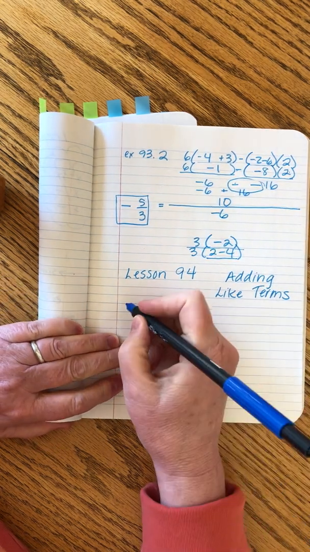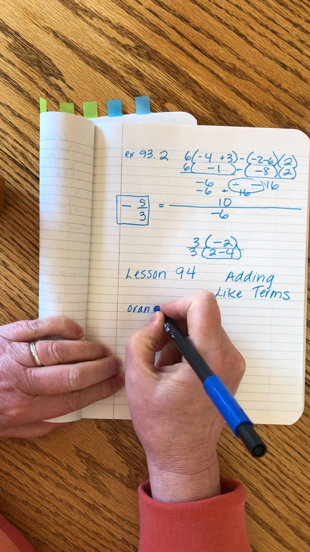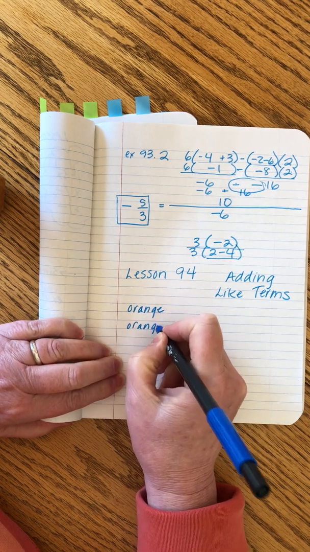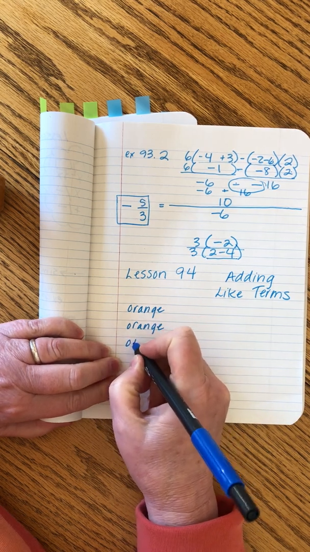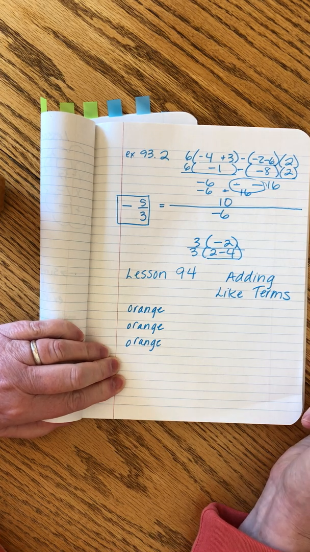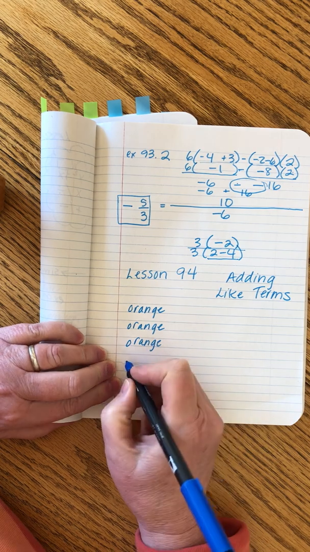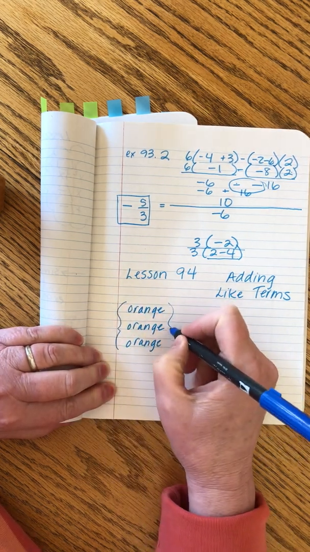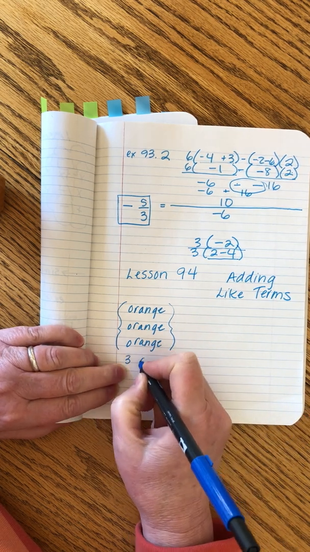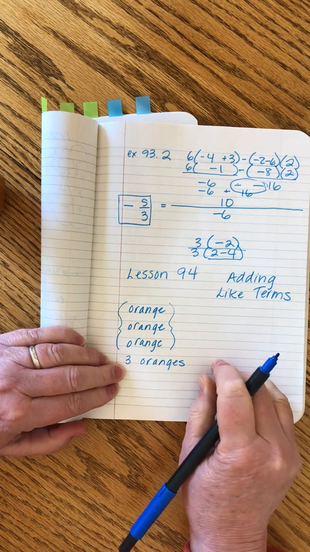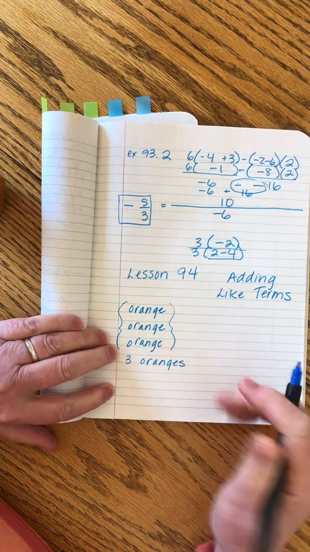Here's an example. Let's say that we have 3 oranges. I'm talking about the kind of oranges that you eat, okay? You could write this collection of things as 3 oranges. You're adding them up, right? You're looking through your fruit bowl and you're adding things up.